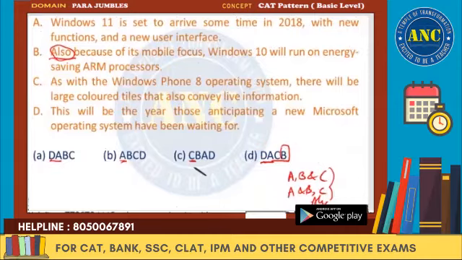Let's see. As with the Windows 8 operating system, there will be large colored tiles that also convey live information. But where is it going to happen? It is going to happen in Windows 11, something that we know from the first sentence. So C cannot happen before A. So this could have been straight away eliminated. Alright, so let's now move on to the next question. So the answer for this question is D.